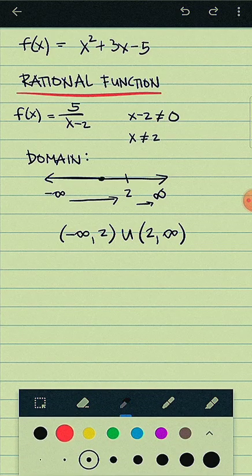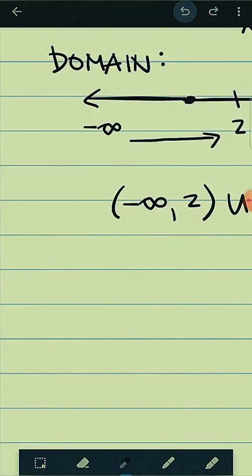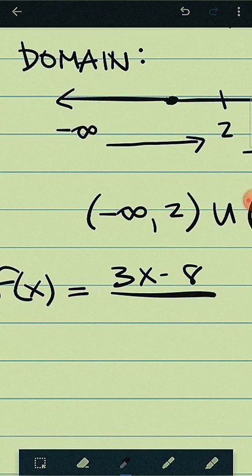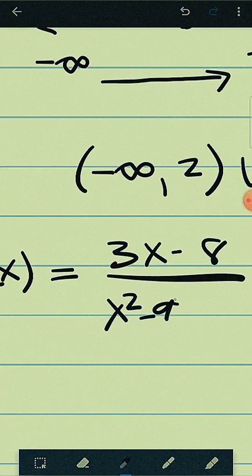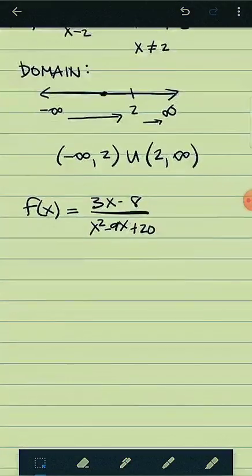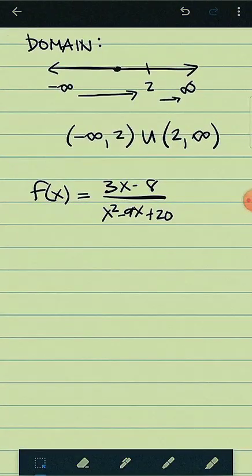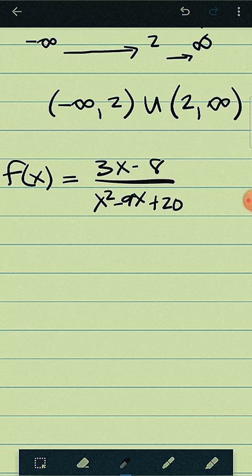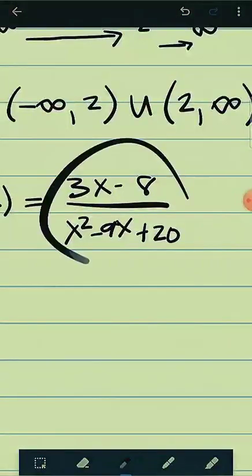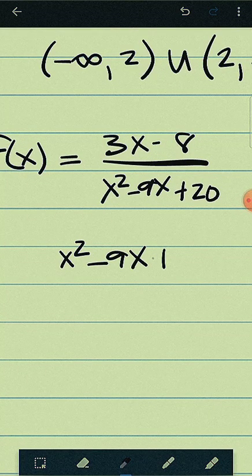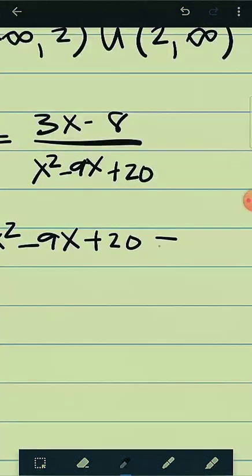Another example is f of x equals 3x minus 8 all over x squared minus 9x plus 20. How do we solve for the domain of this function? What are all the values of x, or the input here, that won't give an undefined result? Again, since this is a fraction, or rational function, just equate the denominator not equal to 0, since the denominator cannot be equal to 0.